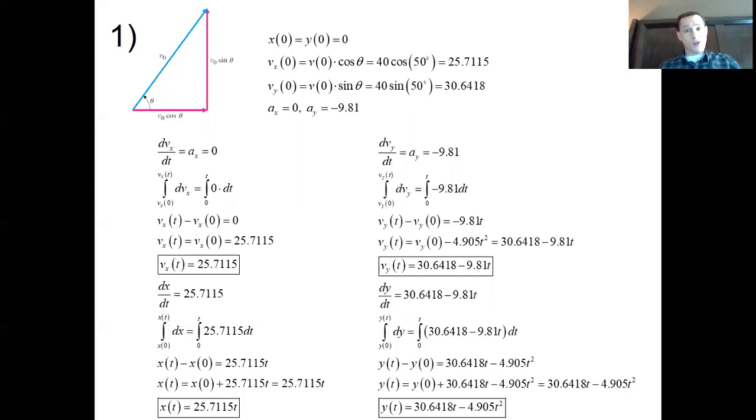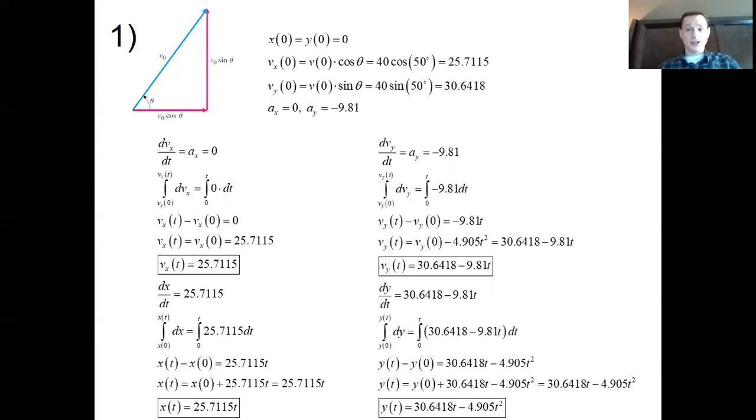Similarly, if you take the y part, how do you find it? Well, you take the magnitude, the length of the hypotenuse, the starting velocity, and you multiply by the sine of the angle. And that'll give you your starting y velocity. So there's your velocities in the x and the y direction at the start of the problem.